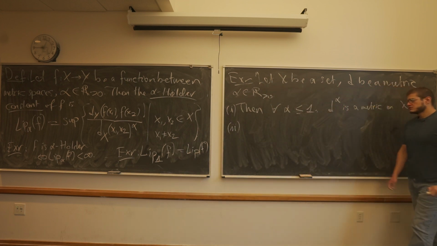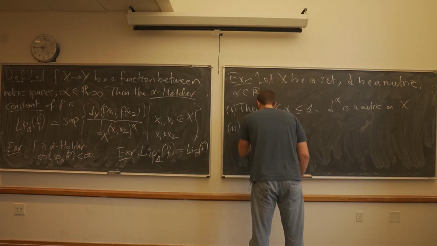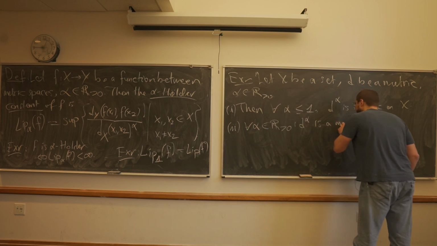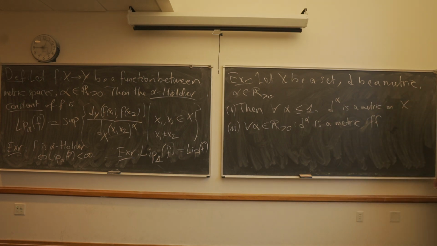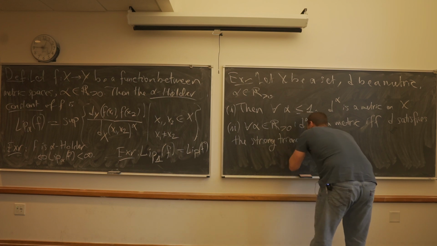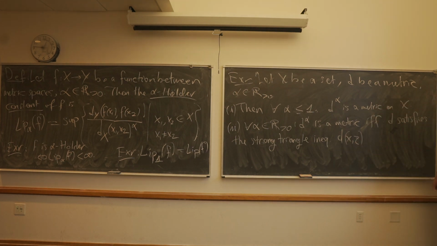And second, D is what is called an ultrametric if and only if for any alpha, D to the alpha is a metric. So for any alpha, d to the alpha is a metric if and only if D satisfies what is called a strong triangular inequality, which says that this distance is not only bounded by the sum if you were to inject another term, but in fact it is bounded by the max of the two.